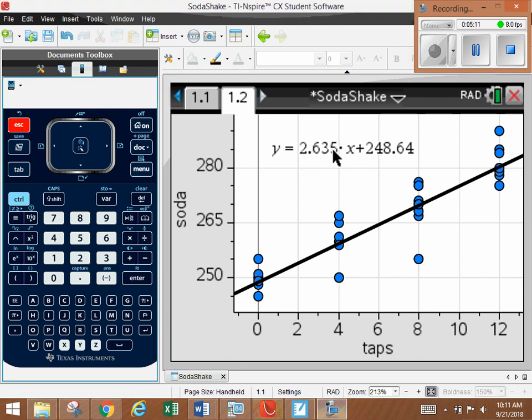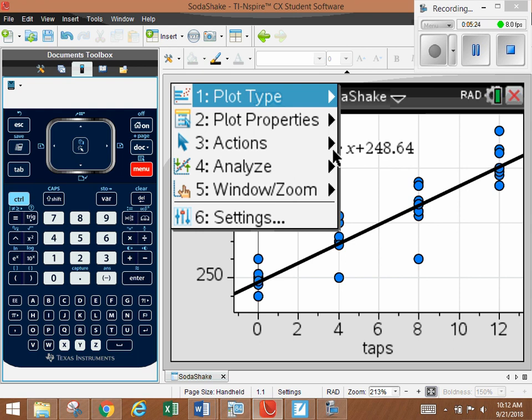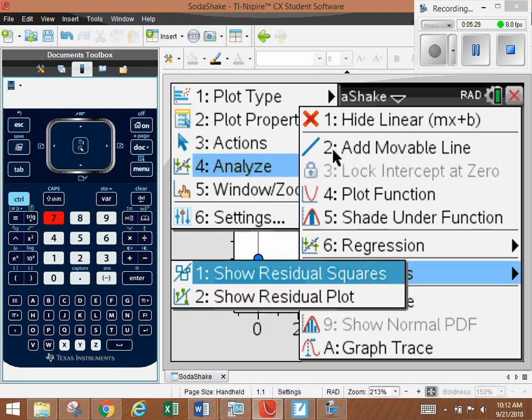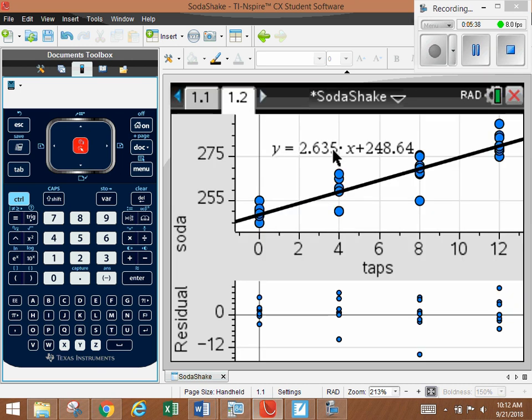In this same screen, we will be able to add a residual. Or we could do it in a different screen. Let's add it on this screen because I like seeing them side by side. So we're going to hit menu, analyze again, and now we're going to choose 7 for our residual. We're going to show the residual plot. We're not going to look at residual squares. The residuals exist because they are from the line.